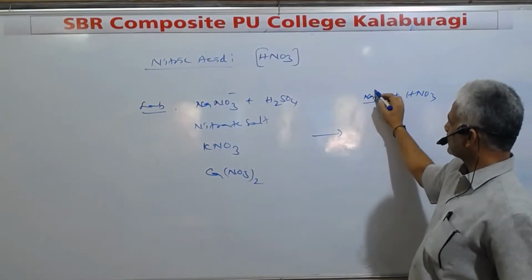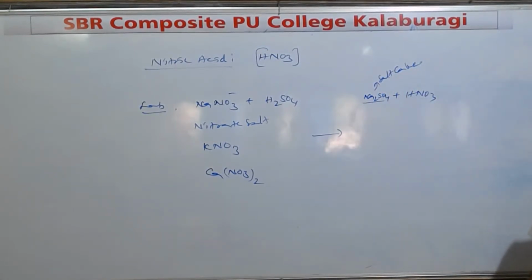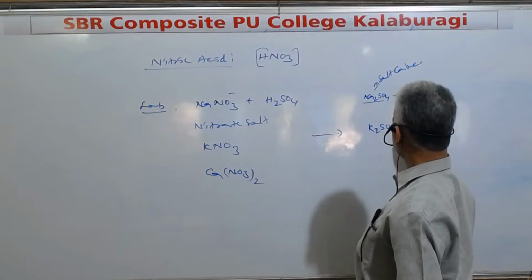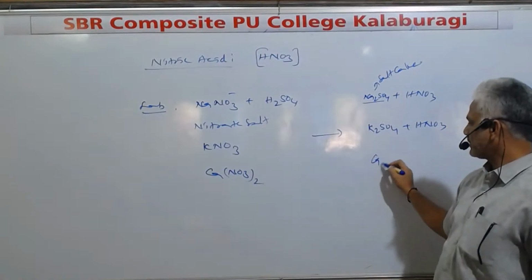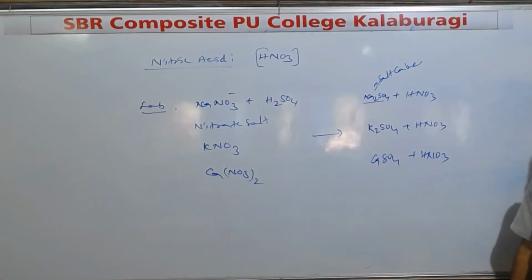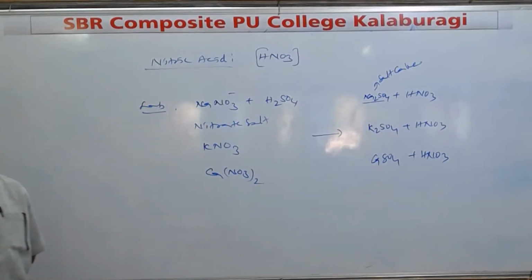And the sodium sulfate is often known as salt cake, right? If you are using potassium nitrate, you will get potassium sulfate and nitric acid. If calcium nitrate is used, products will be calcium sulfate and nitric acid. So like this, by the action of concentrated sulfuric acid on any nitrate salt, nitric acid can be prepared in limited quantities. That's why these are all called laboratory methods of preparation.